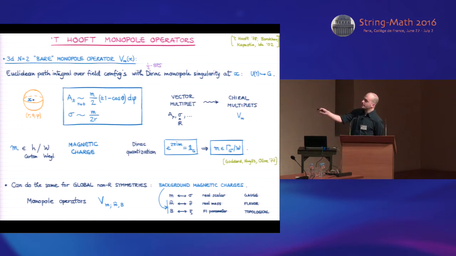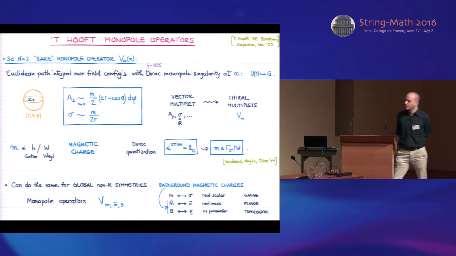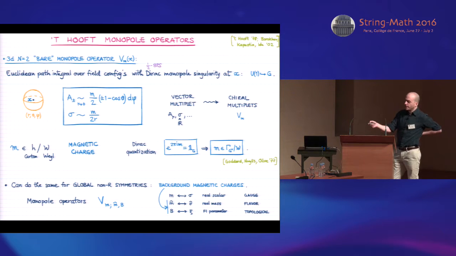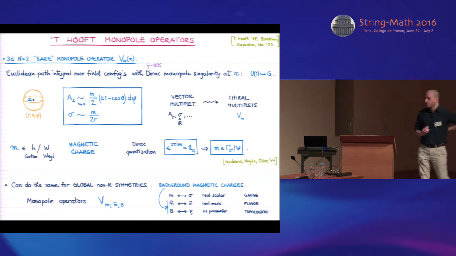So I explained this definition of 't Hooft monopole operator for the dynamical gauge field of the vector multiplets, but you can actually play the same game for any global non-R symmetry and introduce some background magnetic charges. So more generally, we'll label monopole operators by the dynamical magnetic charge M for the gauge symmetry, background magnetic charge M hat for the flavor symmetry, and the background charge B for the topological symmetry, which I'll introduce in a second.